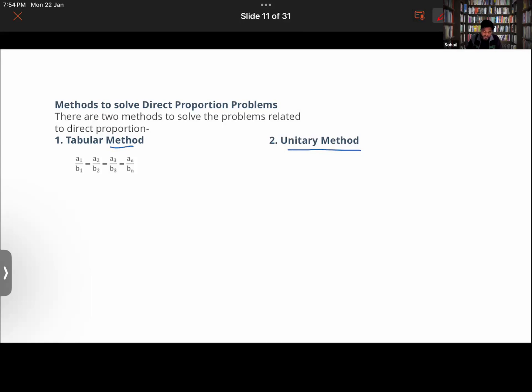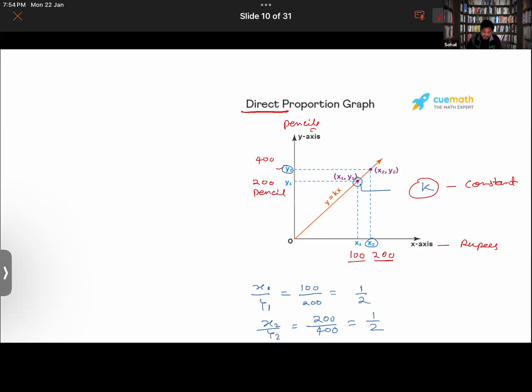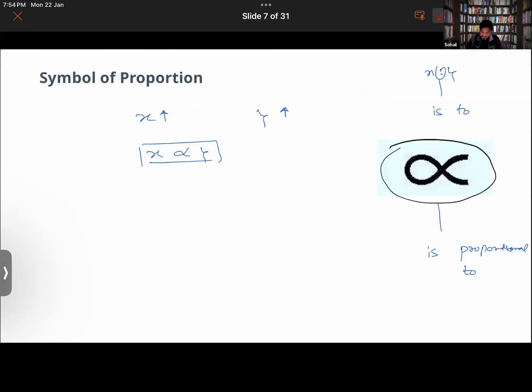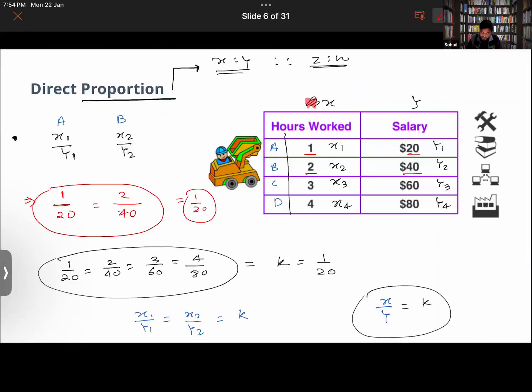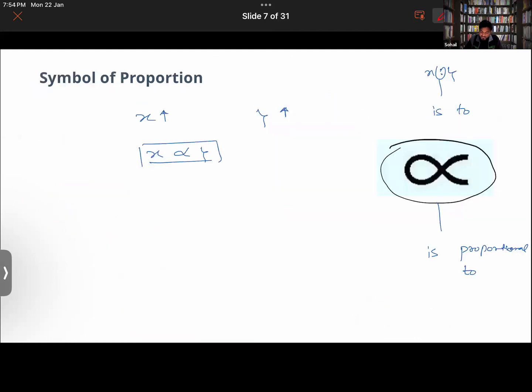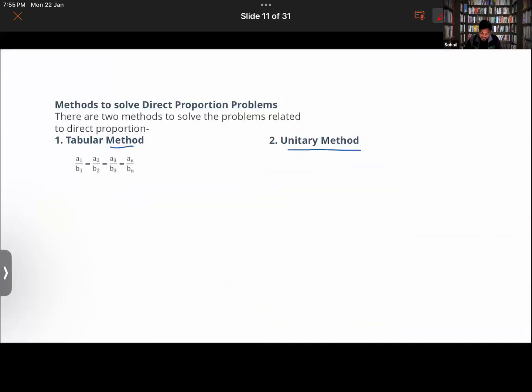So far, what you saw over here is in tabular form: x1 upon y1 equals x2 upon y2. That is in tabular form. Let's understand this further. You are provided values like a1, a2, a3, and then b1, b2, b3, like that up to an upon bn.